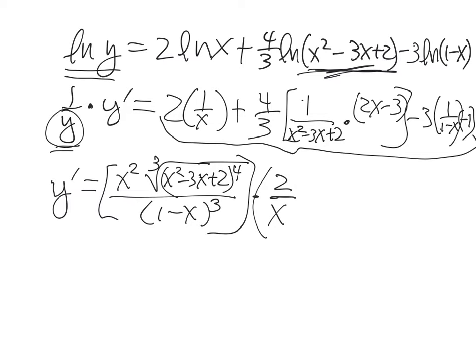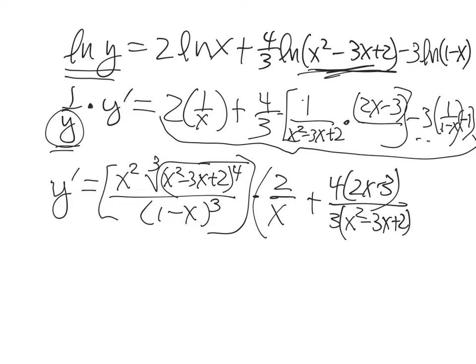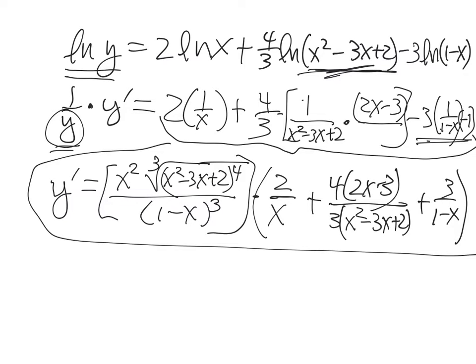Of course, we can rewrite it a little bit. We'll have 2 over x plus 4 times 2x minus 3 all over 3 times our x squared minus 3x plus 2. And then this last part we'd have, plus 3 over 1 minus x. And that would be the correct answer of use logarithmic differentiation to find the derivative of this function.